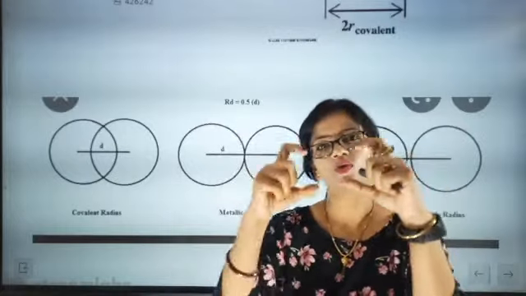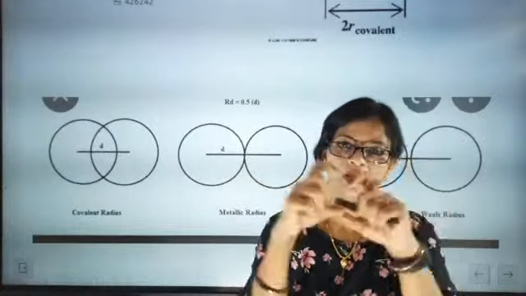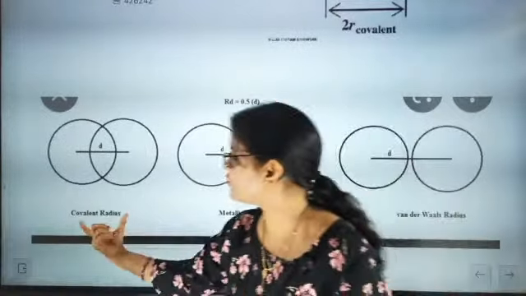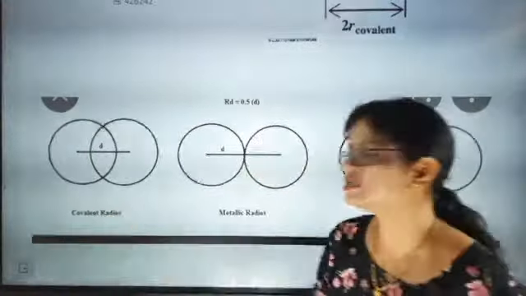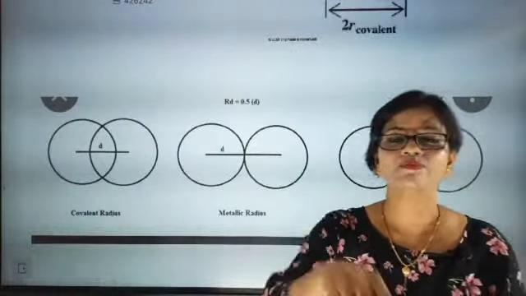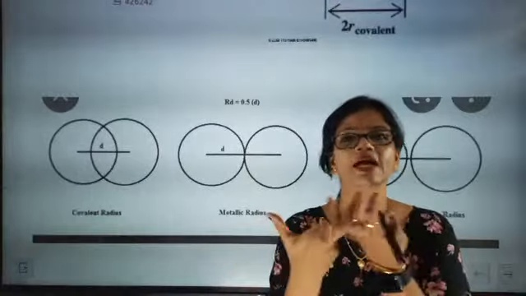So chlorine and chlorine, fluorine and fluorine, bromine and bromine, they will tie with each other, forming a radius with each other. That is called covalent radius. But between metals also there is a type of bonding.